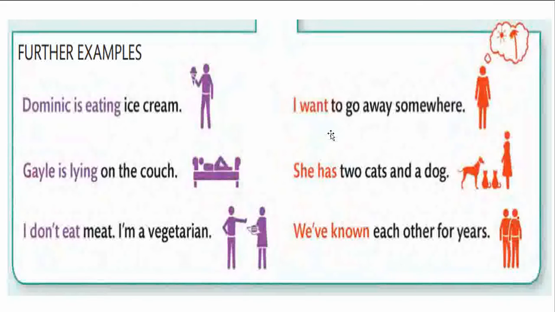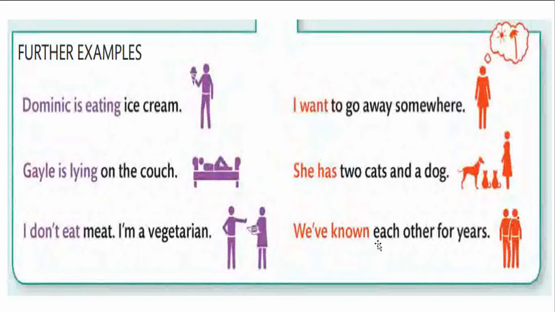Now let's explore certain additional verbs. I want to go away somewhere. Over here, want is a verb, but it is not showing any action. So it is a state verb. She has two cats and a dog. There is no main verb over here, but an auxiliary. Over here, this has is not doing any main action as such. It is showing some kind of possession. So it is a state verb over here.